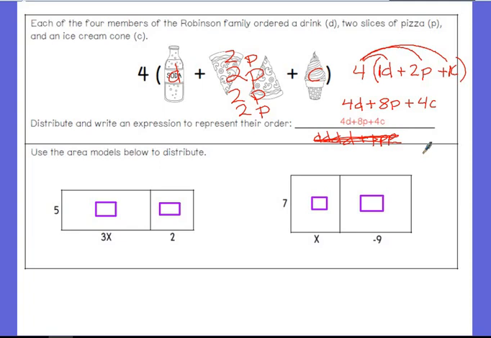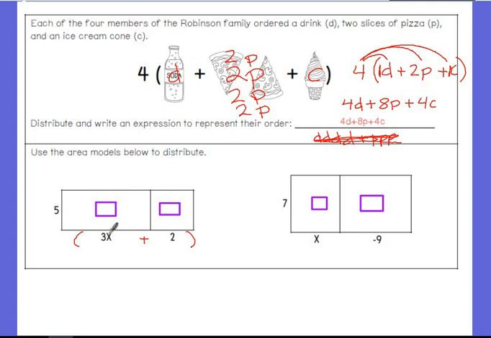Alright, we're going to use distributive property using an area model. Well, to find area of a rectangle is length times width, right? So here's my length, here's my width. I have 2 different widths. So this is kind of like the distributive that we just looked at. The 5's getting distributed to the 3x and the 2, or length times width, 5 times 3x.